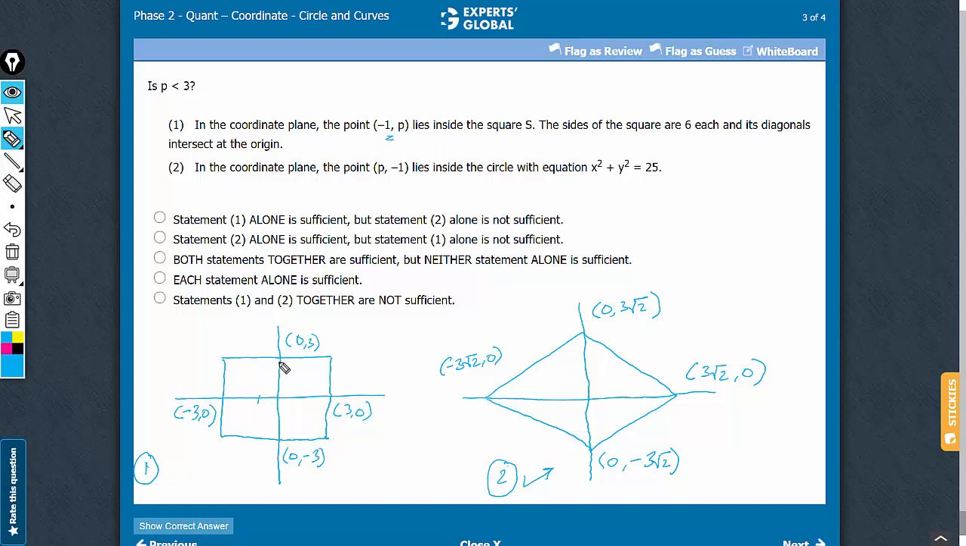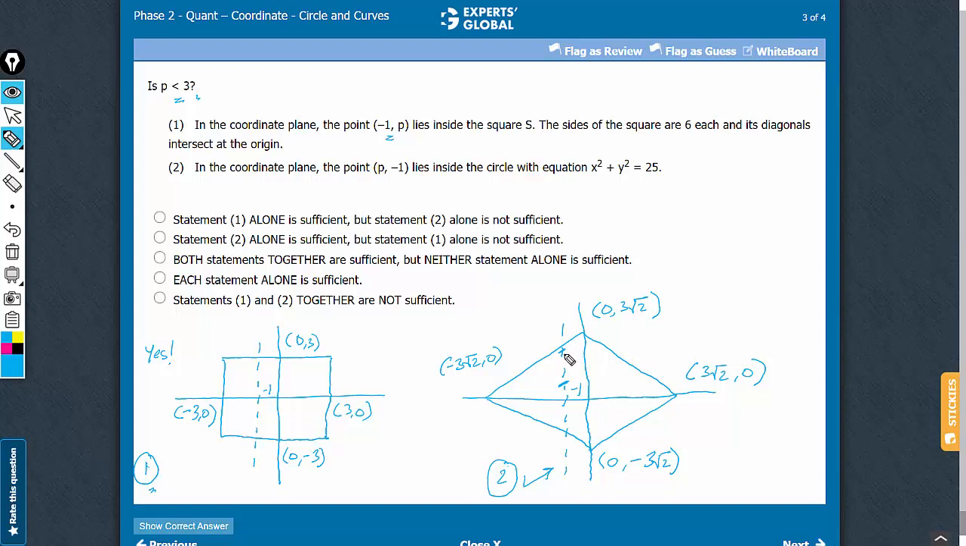Minus 1, p in case of this square will lie somewhere on this line, and if minus 1, p is inside the square, the value of p is definitely going to be less than 3. So statement 1, the first case here, leads to yes; this cannot lead to a no as an answer. However, in the second case you will see we have the minus 1 line here and p can lie anywhere on this line. If p is somewhere here, the answer would be yes, p is less than 3. But if p is somewhere here, very close to the edge of the square, the answer would be no.